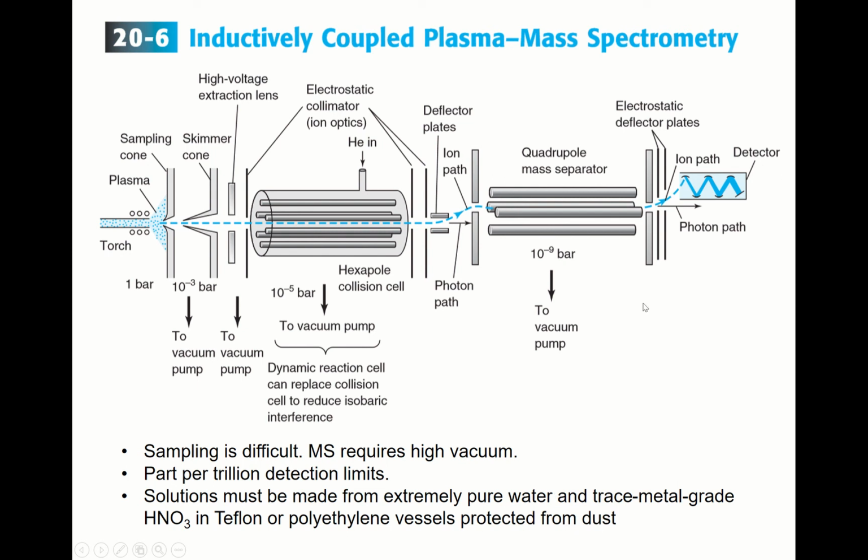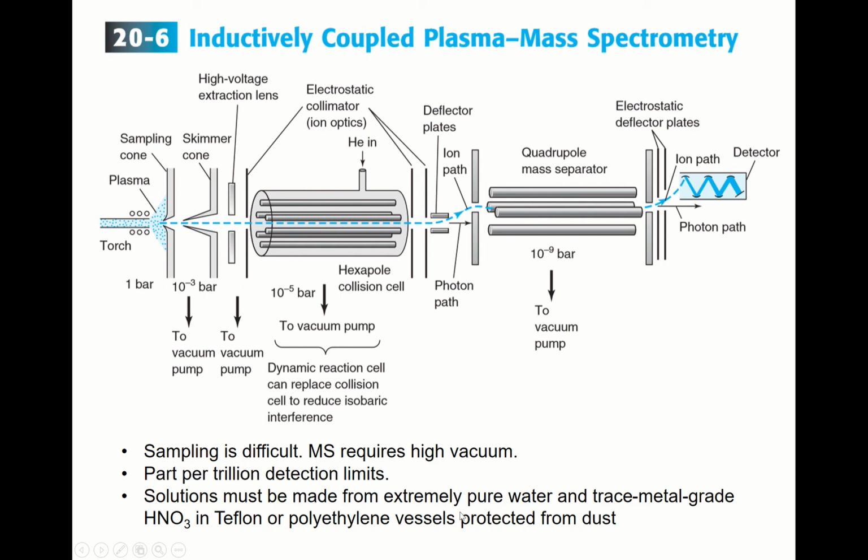In order to operate this mass spectrometry, you need very high quality reagents. For example, the water: you need extremely pure water. And trace metal grade nitric acid, contained in Teflon or polyethylene vessels.